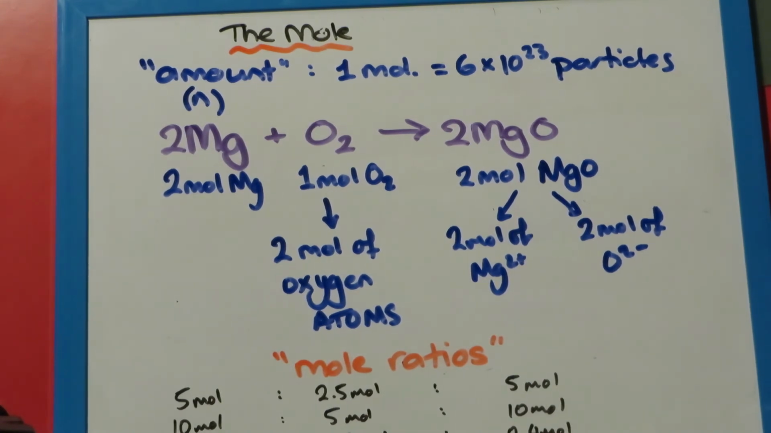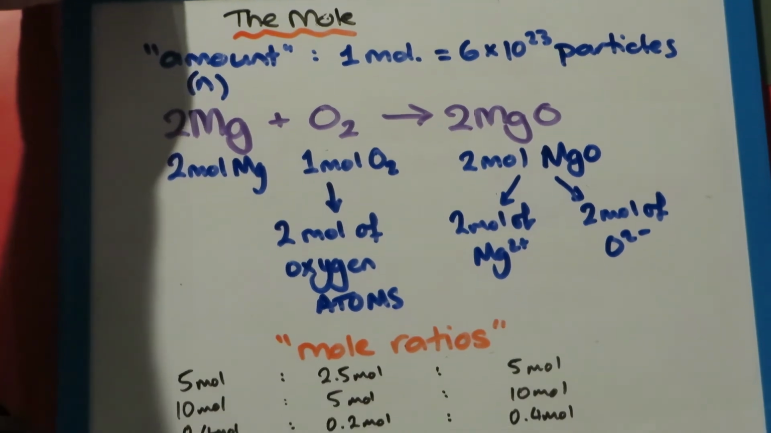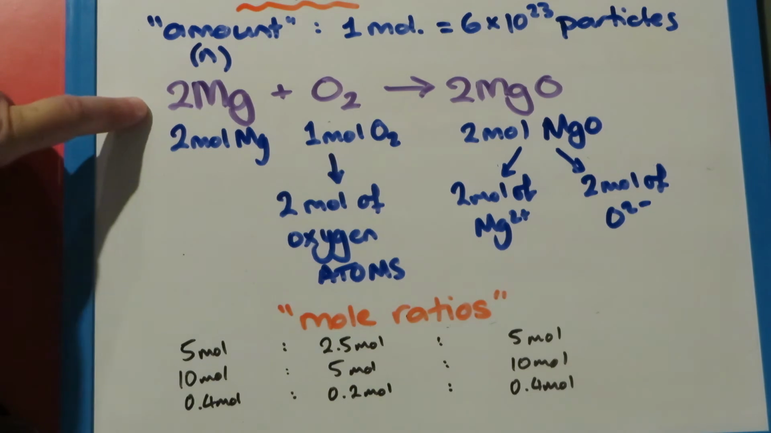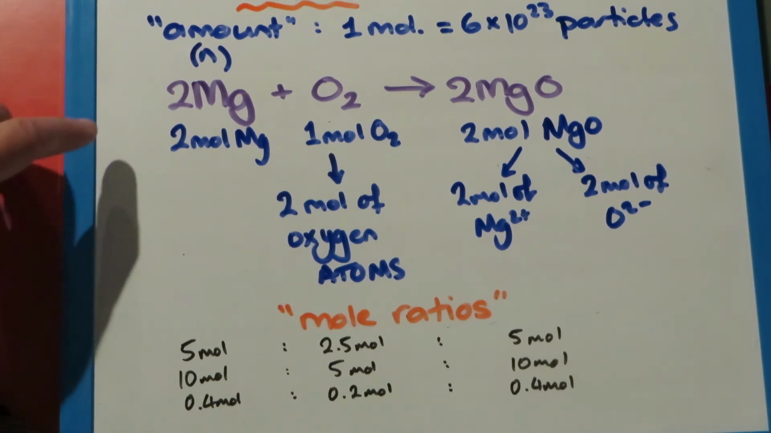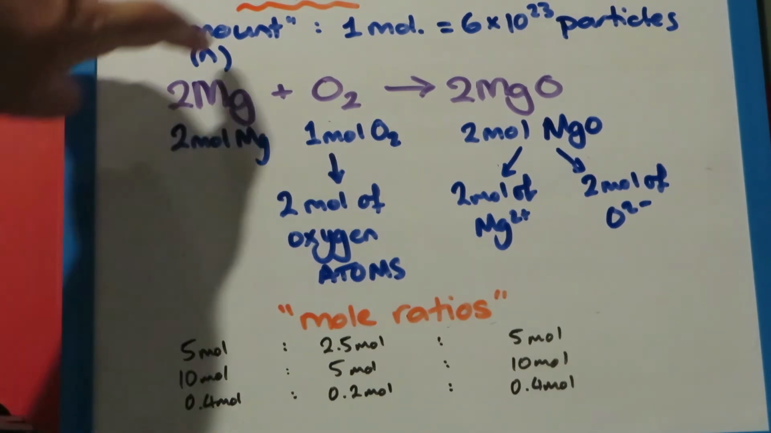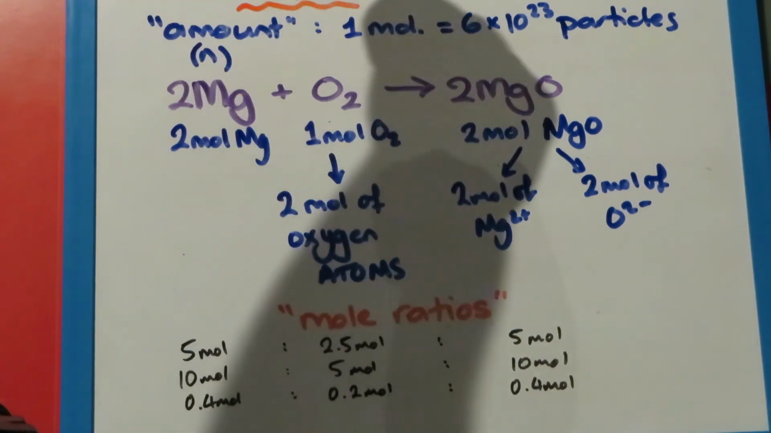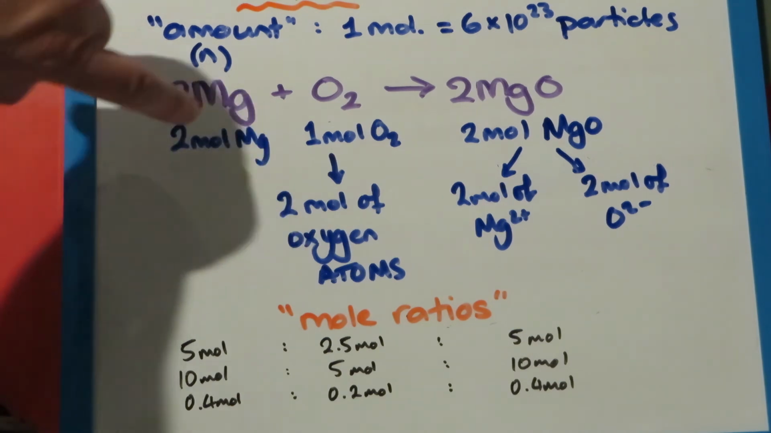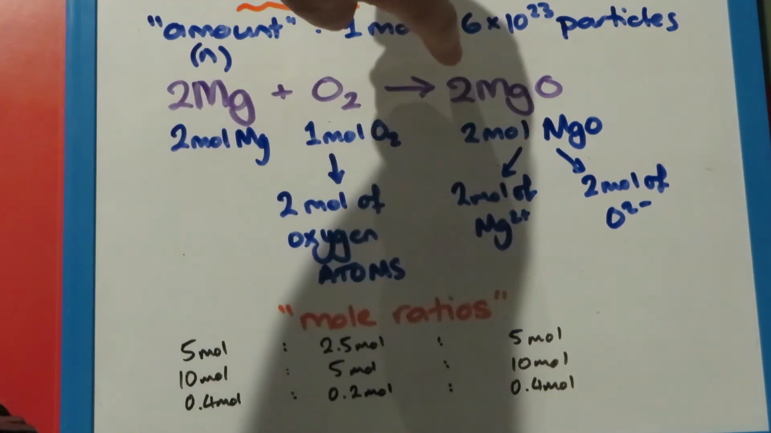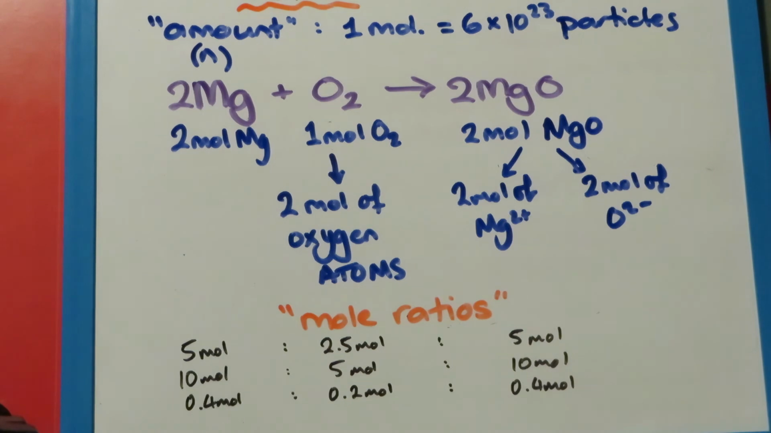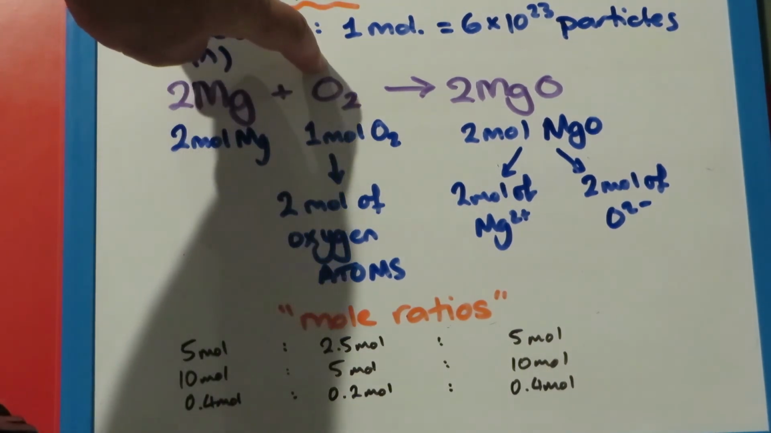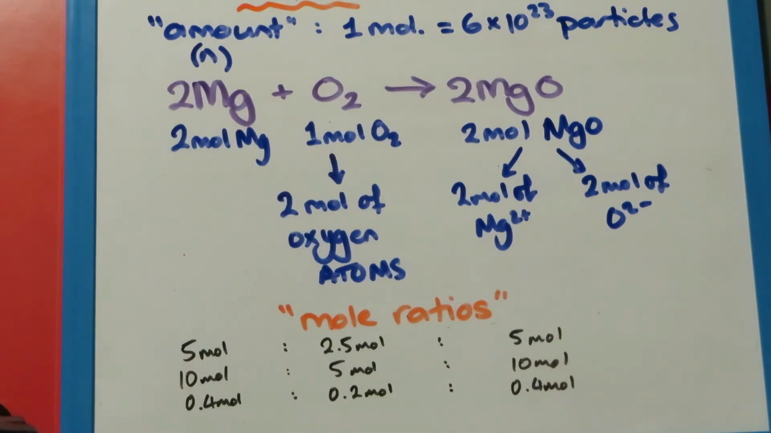We call these mole ratios, and what that means is that, hey look, we're not usually going to have 2 moles of magnesium reacting. We're going to have, let's say for example, 5 moles. Well, if there were 5 moles of this, I'd need 2.5 moles of this, and therefore, because the number's the same in front of these, it's a ratio. If I start with 5 moles of this, I'll end up with 5 moles of this. Likewise, if I had 10 moles of this, I'd need 5 moles of oxygen to react with it, and I'd make 10 moles of magnesium oxide, and so on.